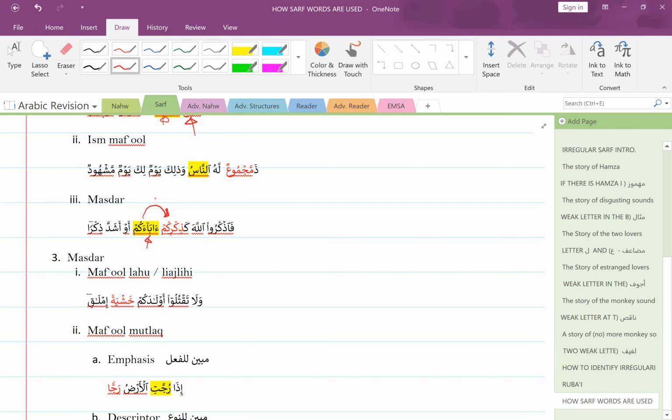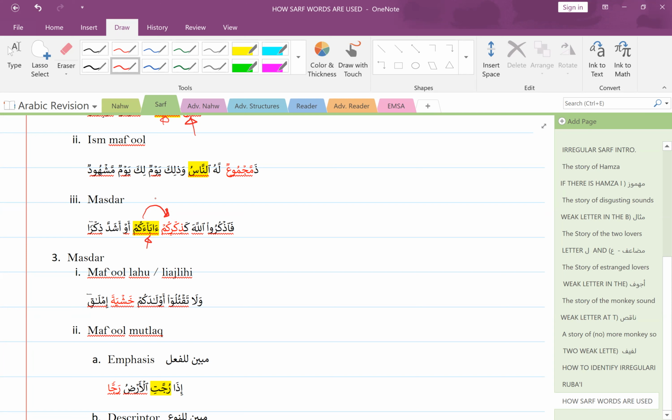So that means the way to go about it is, when you don't find an obvious reason for it to be nasab, then we should start thinking in this direction. Maybe it is acting like a verb, and this thing is a maf'ul of something. Absolutely, yeah. So it answers the question, what? Remember your remembrance of what? Your remembrance of your fathers or your forefathers.